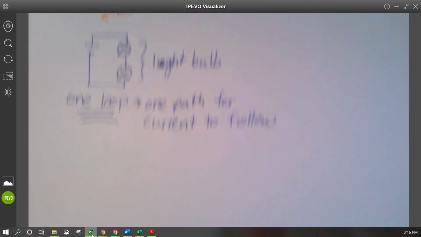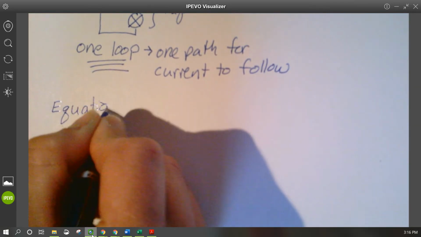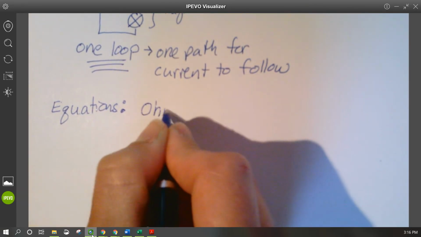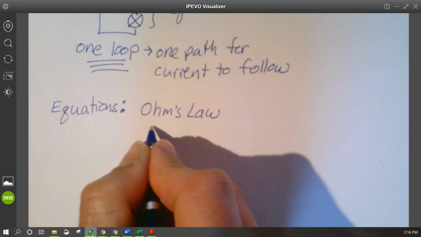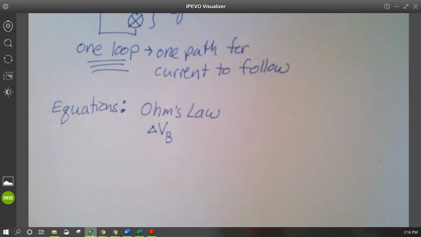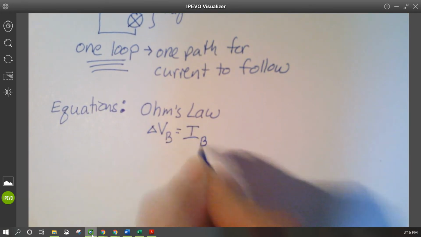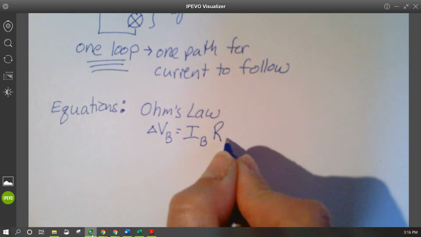Okay, next thing we're going to do is take a look at our equations. And for our series circuit, we are still going to be using Ohm's law. Okay, and so Ohm's law tells us that our voltage change across the battery, sometimes we'll say voltage drop, that would be voltage drop across the external circuit, or this is the voltage of the battery, that potential difference is going to equal the current that is passing through the battery, or you can think of that as the total current in the circuit, times R, the resistance.